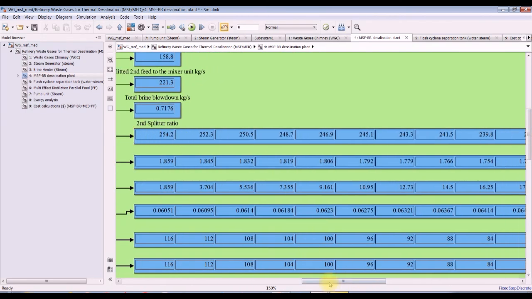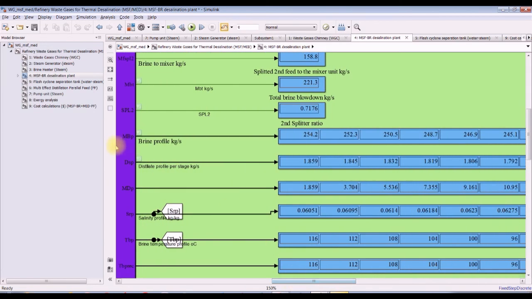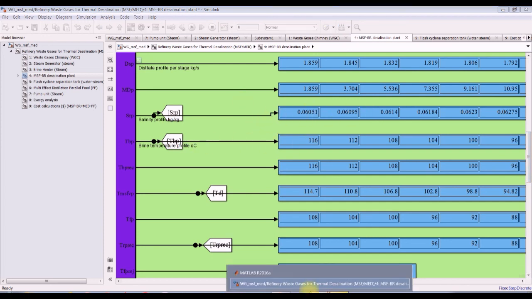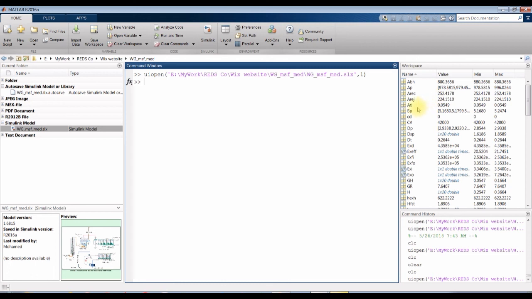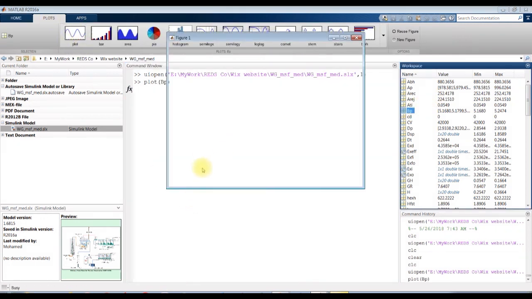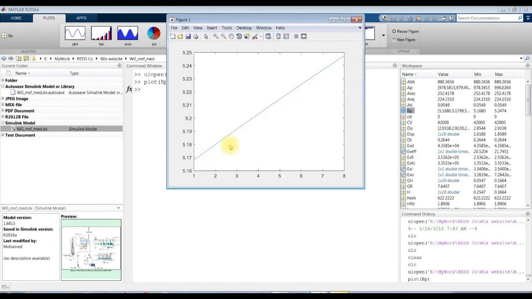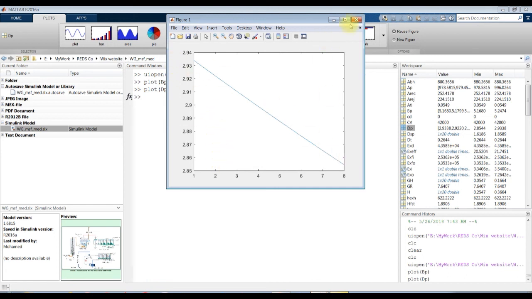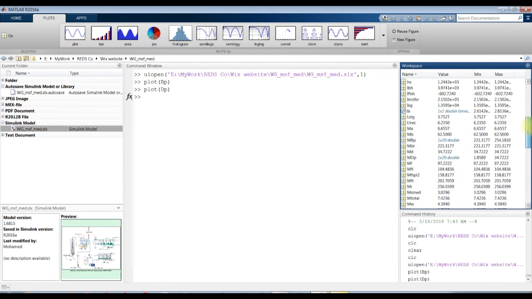This is profile of brine profile, distillate profile, salinity profile, and sure, you can go here and this is brine profile, and you can draw some figures. This is per effect for MED, and this one, I think this one, just the profile, and this is for MED. Let's go for MSF.